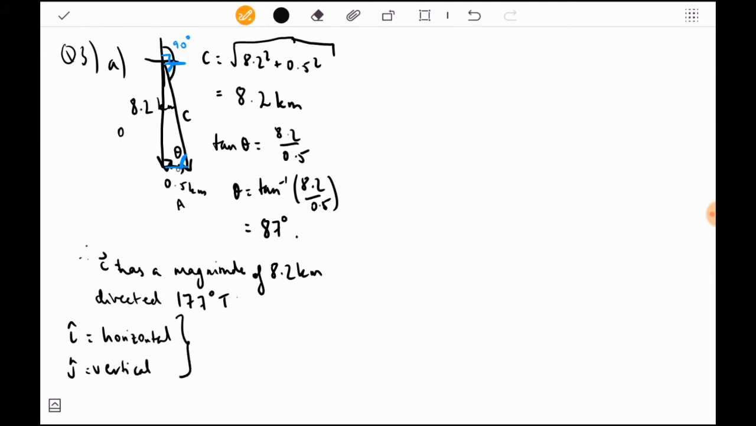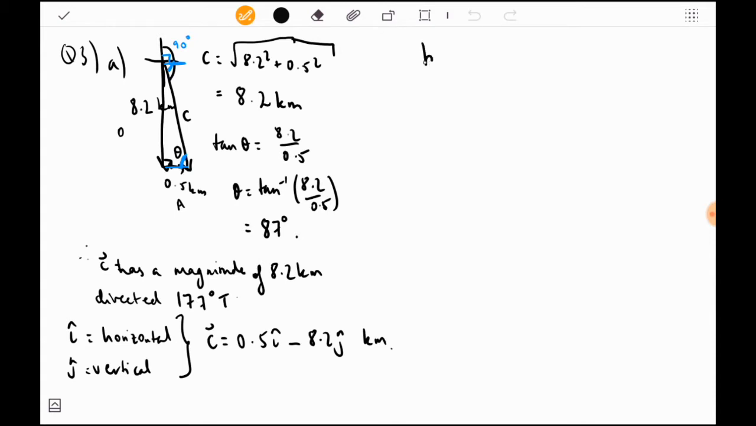So looking at this here, in the question we are already given the horizontal and the vertical component, because we're told it's 8.2 kilometers south and 0.5 kilometers east. So we don't even need to do any calculations. We can just write C is equal to 0.5 I, and then it's south, so it's negative 8.2 J.